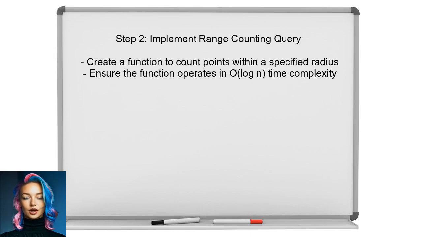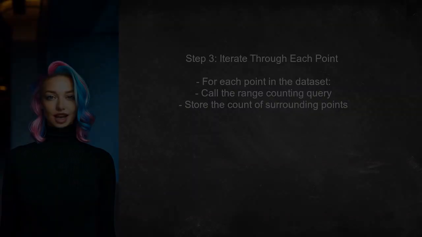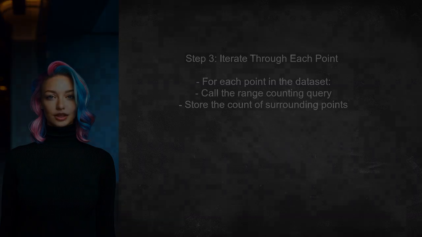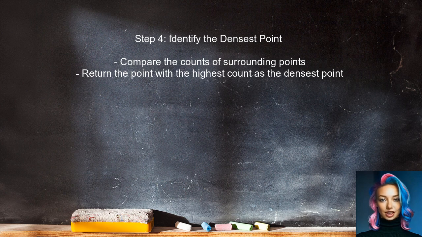This query will count how many points fall within a specified radius around each point in the dataset. After that, the user should iterate through each point in the dataset. For each point, they will call the range counting query to determine how many surrounding points exist. Finally, the user should compare the counts obtained from the previous step. The point with the highest count will be the densest point, which is the solution to the problem.